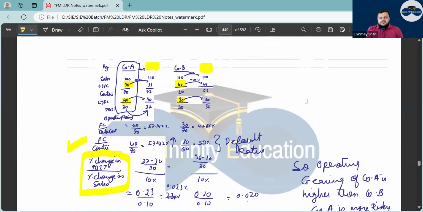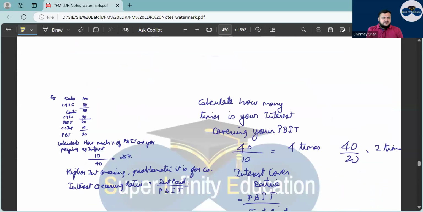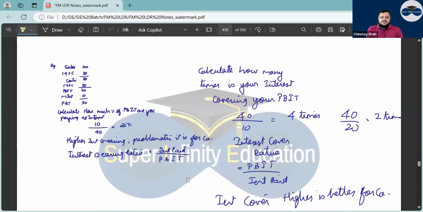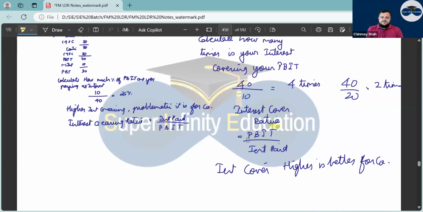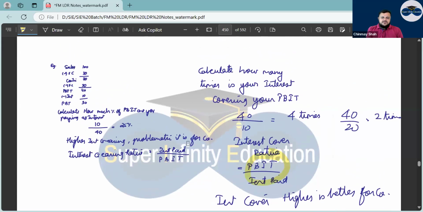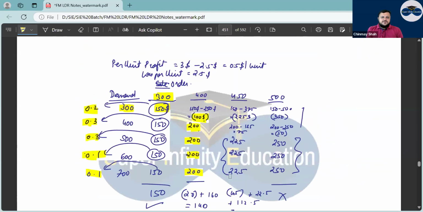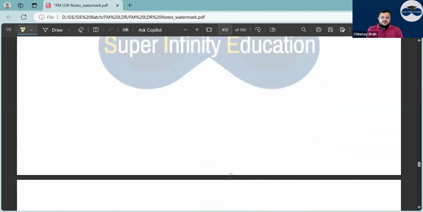Operating gearing, have a look: percentage change, fixed cost by total cost, fixed cost by contribution, and percentage change in PBIT divided by percentage change in sales. Generally, fixed cost by contribution is the default ratio, if nothing is given. Then you have interest cover ratio. Interest cover is PBIT by interest paid. And I think interest gearing ratio is interest paid by PBIT. Have a look at it once. It's not something you cannot understand.